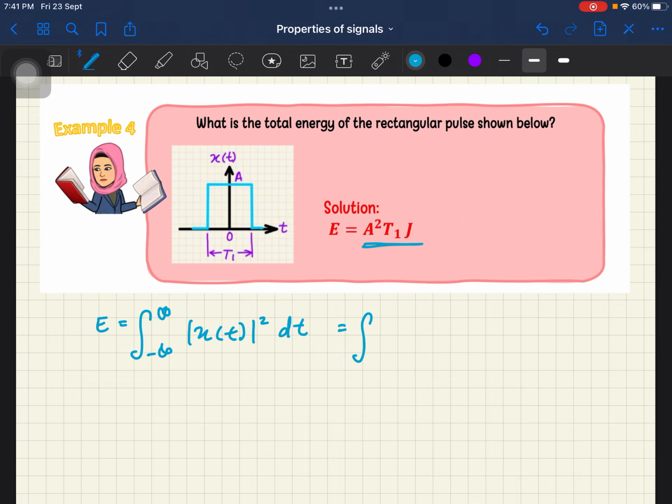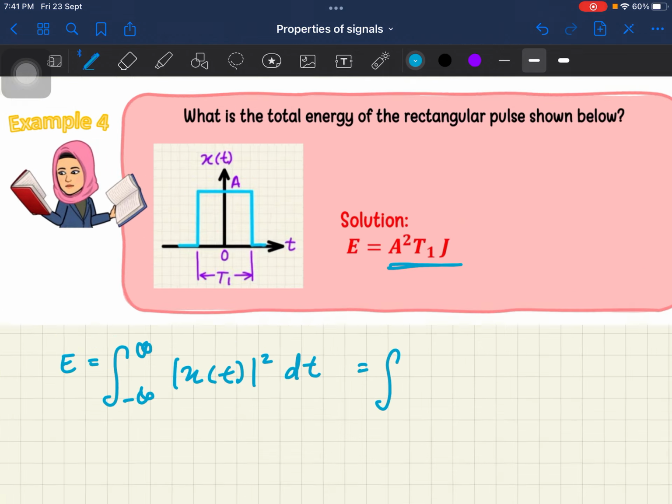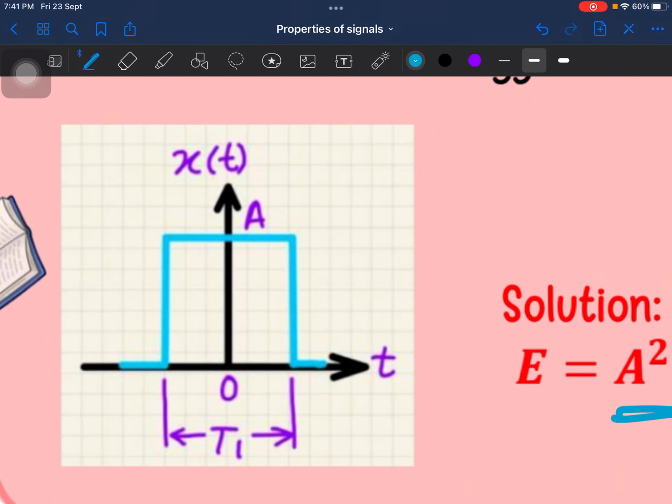First we need the limit. If we zoom in, let me just enlarge this a little bit. You can see that from this point downwards, the value or amplitude of the signal is 0, and from this point onwards, again the amplitude of the signal is 0. So this point and this point are our limits for the integration.